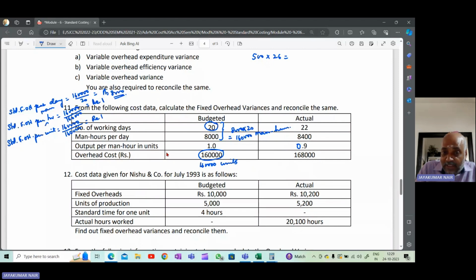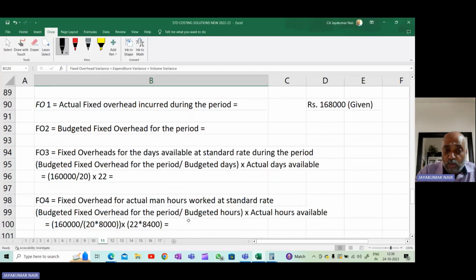So whenever they ask you to calculate fixed overhead variances, you calculate these three: standard fixed overheads per day, standard fixed overheads per hour or per man hour, in this case it's man hour, and then per unit. We have calculated these, and then we will start working out FO1, FO2, FO3, and so on. Now, first one is FO1.